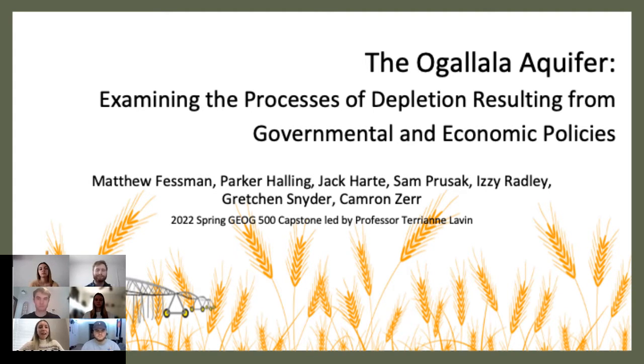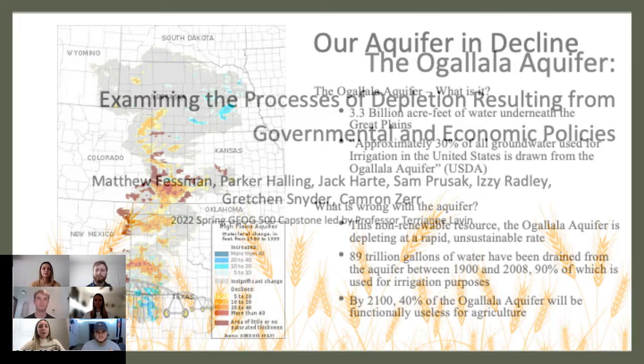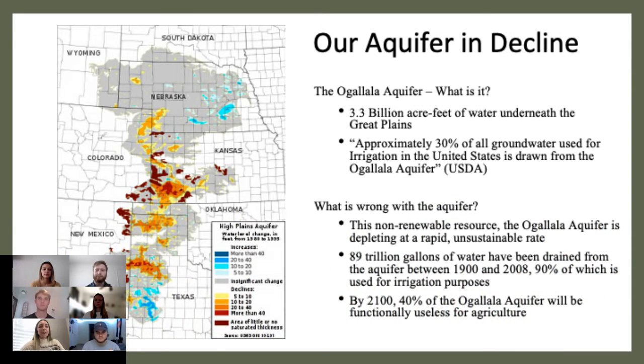In the geography capstone course led by Professor Terry Ann Lavin, we completed our research titled The Ogallala Aquifer, examining the process of depletion resulting from governmental and economic policies. This research was completed by Matthew Fesman, Parker Halling, Jack Hart, Sam Prusak, Izzy Radley, Cameron Zur, and myself, Gretchen Snyder. My contribution to our project defines the what, where, and why.